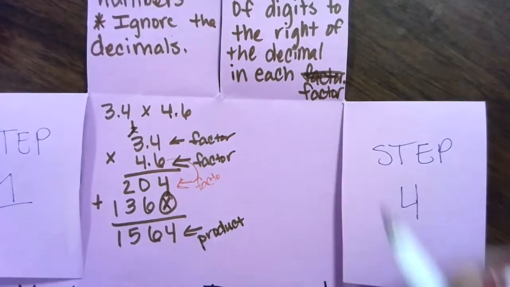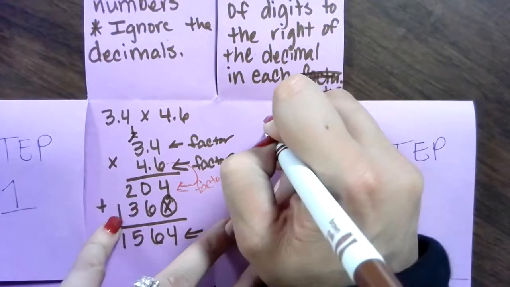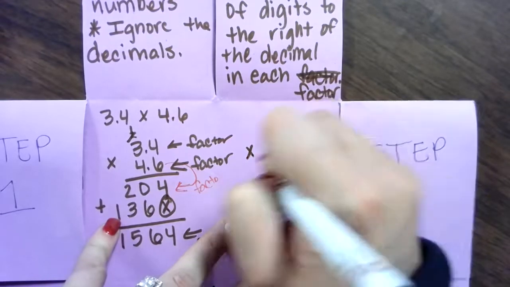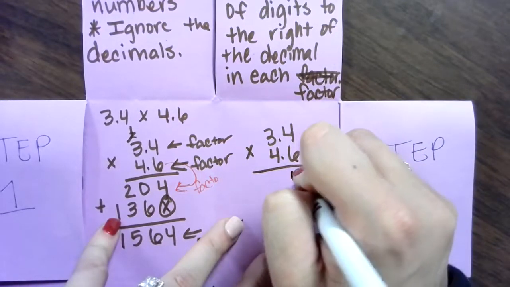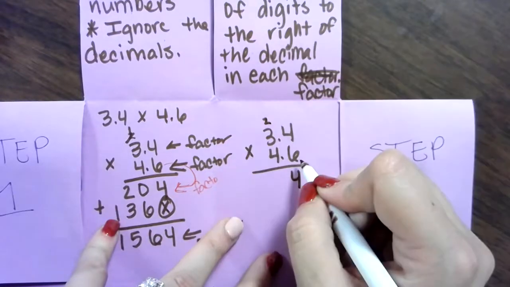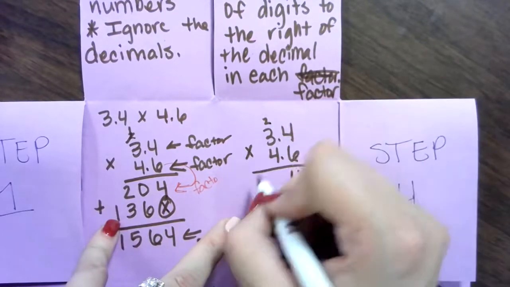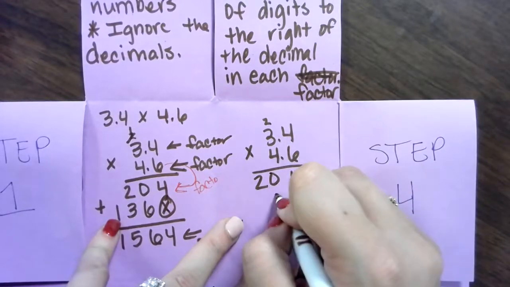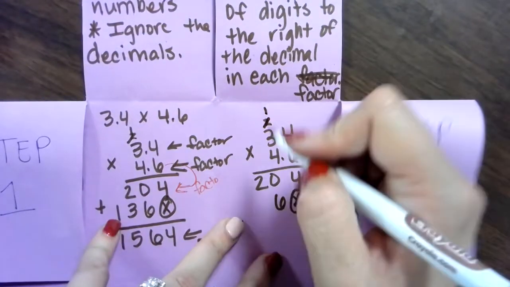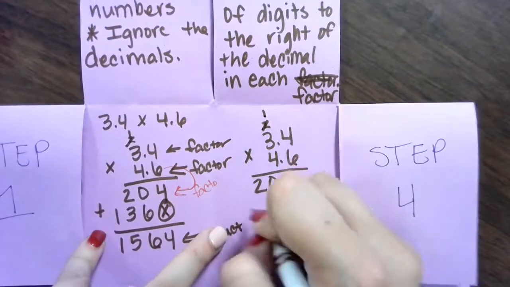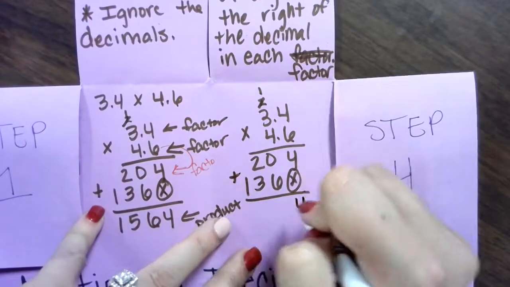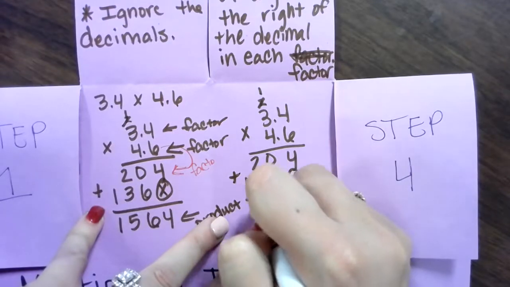So count the decimals. I'm going to rewrite my problem right here. I had 3.4 times 4.6. 6 times 4 we said was 24. You carried your 2. 6 times 3 is 18, 19, 20. I move over with my placeholder. 4 times 4 is 16. Carry that 1. 4 times 3 is 12, plus 1 is 13. And then I knew to add. That's 4, 6, 5, and 1.